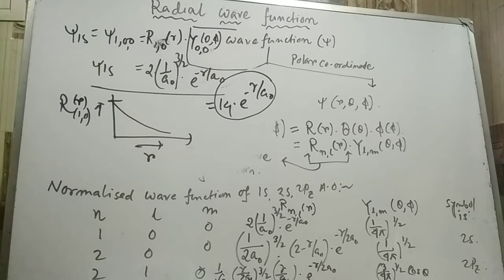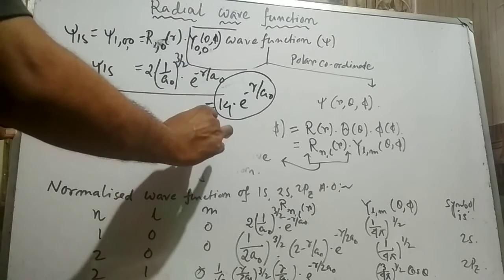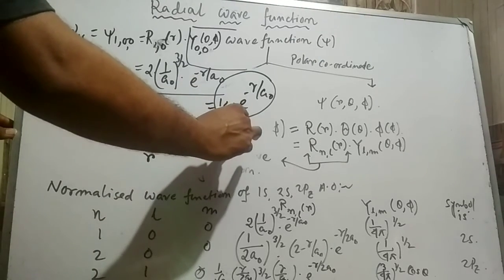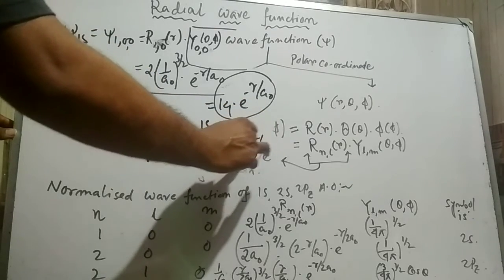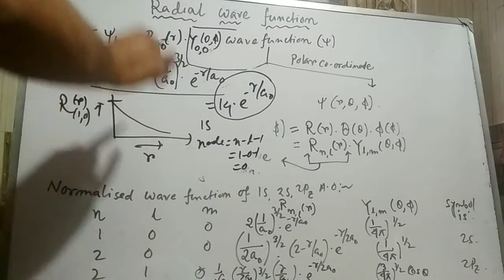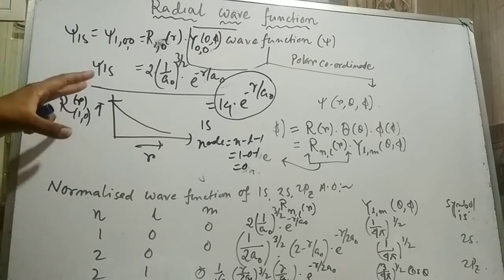Here there is no node, because in the case of the 1s atomic orbital the number of nodes is n minus l minus 1, that is 1 minus 0 minus 1, which is 0. So there is no node when we plot the radial wave function against r for the 1s atomic orbital.